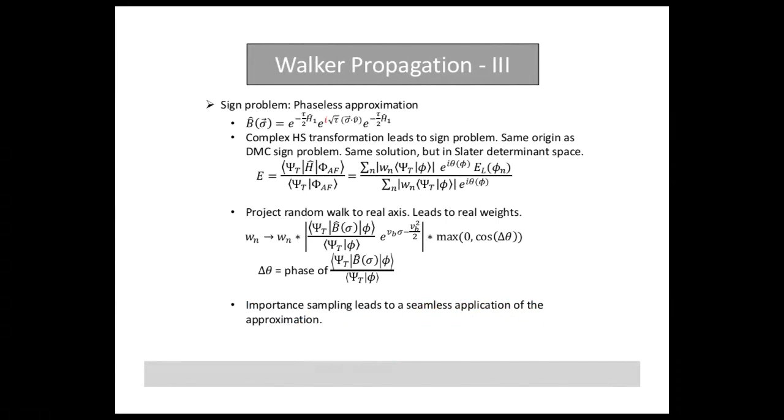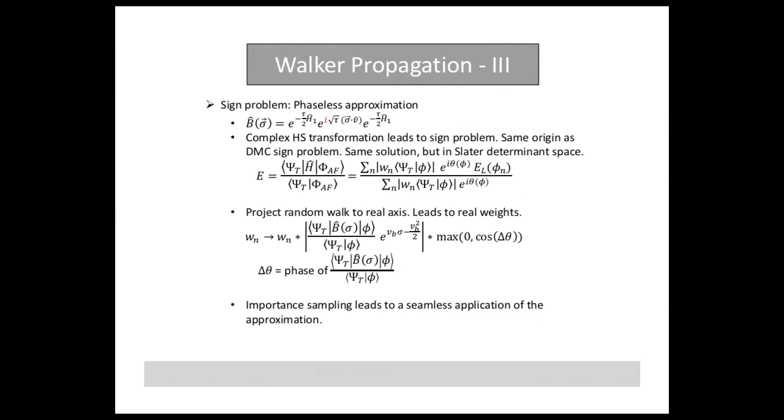So you end up taking the absolute value of the correction term to the weights. That means that you're always going to end up with real weights. And so this averaging is stable and you don't have any problems with noise. In practice, you can think of this as applying fixed nodes, but in the space of Slater determinants.